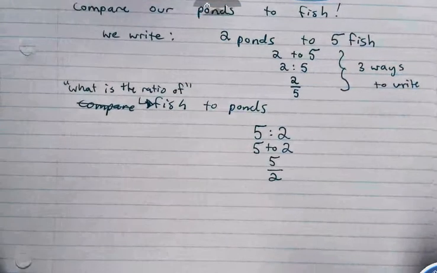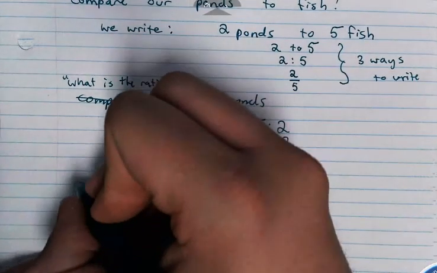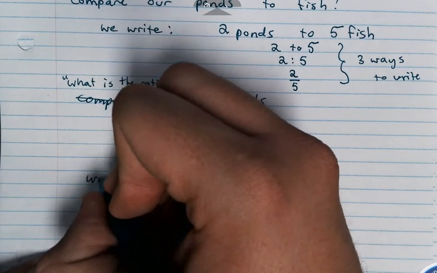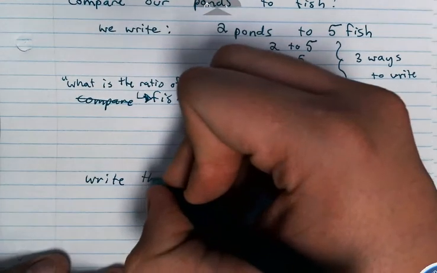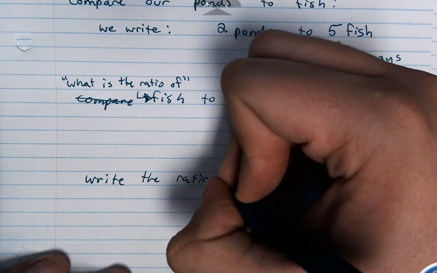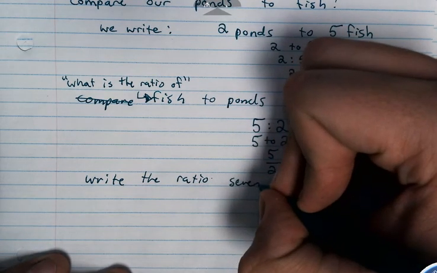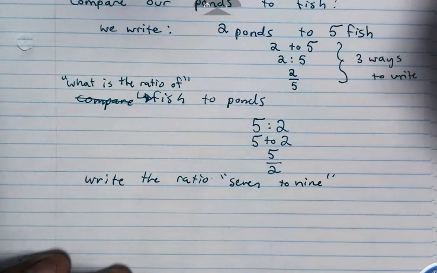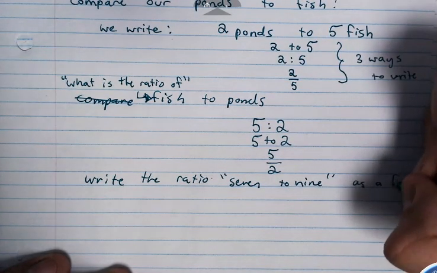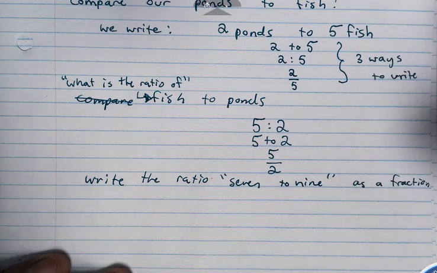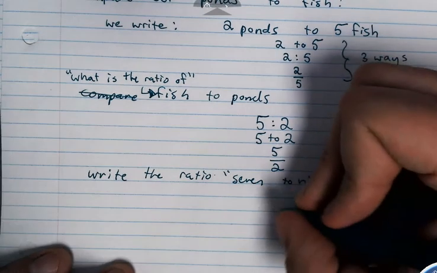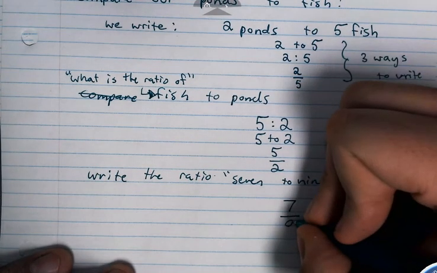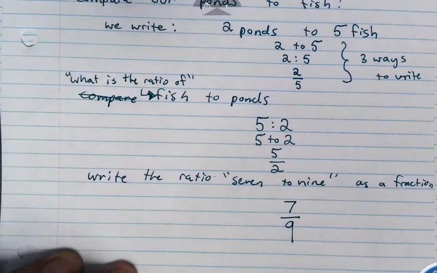One last example, and it's going to be at the bottom of your example sheet as well. It might say write the ratio 7 to 9 as a fraction. If it's 7 to 9, we'll put our 7 on top, and it's comparing that to 9. It'll look just like that, a 7 to 9 ratio.